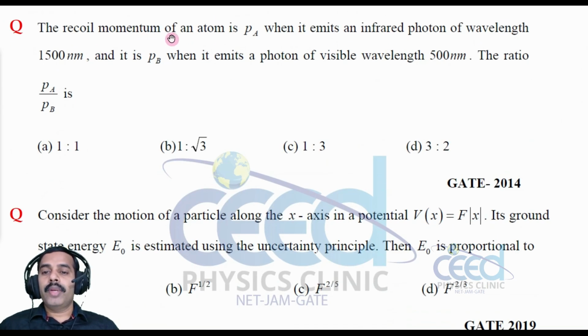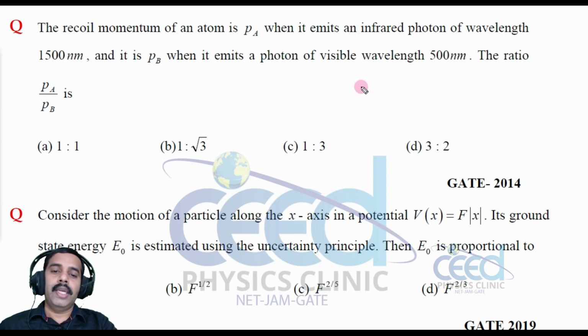The recoil momentum of an atom is Pa when it emits an infrared photon of wavelength 1500 nanometer, and it is Pb when it emits a photon of visible wavelength 500 nanometer. The ratio Pa by Pb is asked.